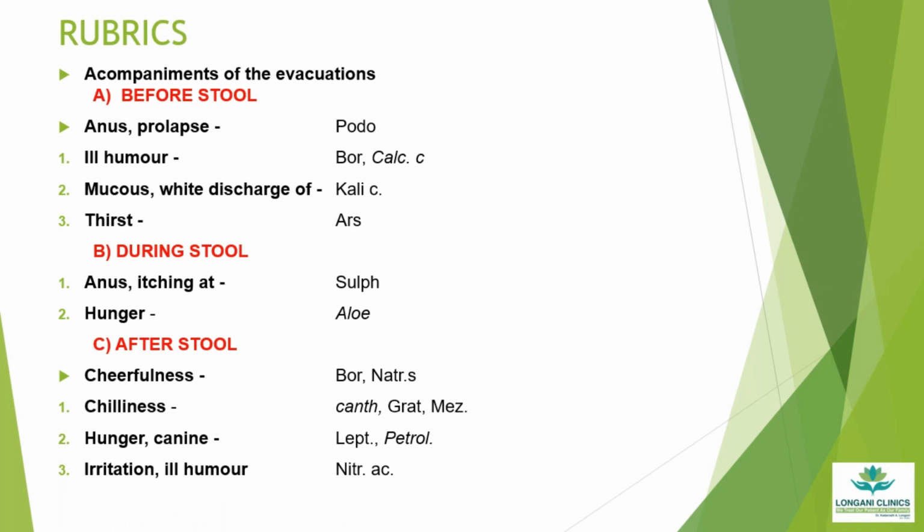Now we'll see the during stool. Anus itching during stool, sulphur. During stool, hunger, aloes. After stool, cheerfulness: the drugs mentioned are borax, natrum sulp. After stool, chilliness: cantharis, gratiola, mezereum. After stool, hunger canine: leptandra, petroleum. After stool, irritation, ill humor: the drug mentioned is nitric acid.